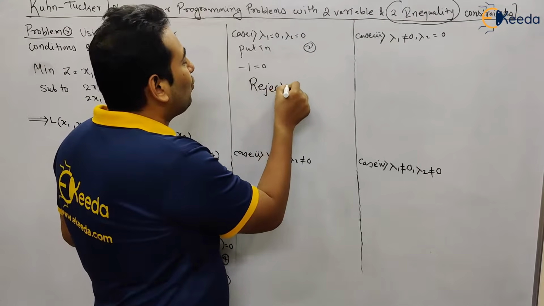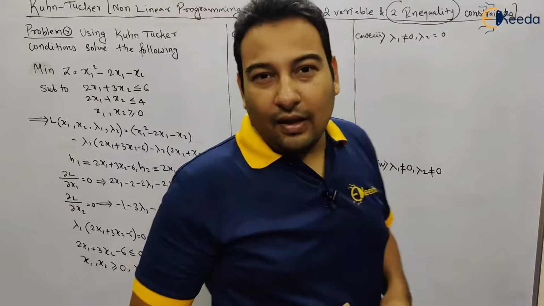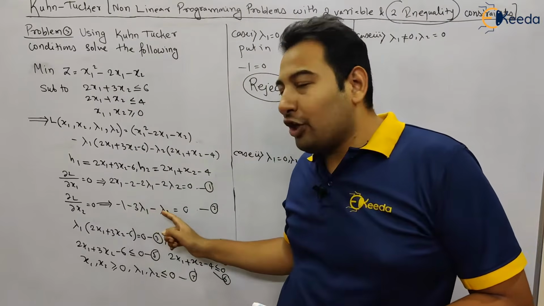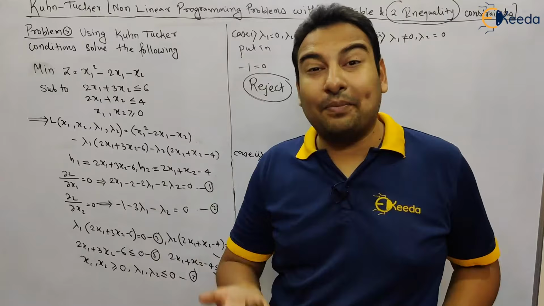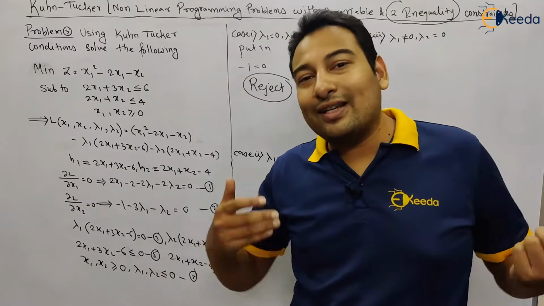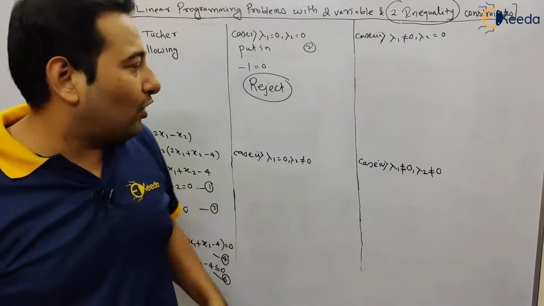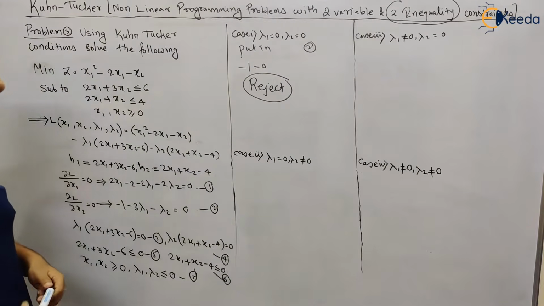No need to go ahead, no need to find anything. After putting lambda 1 equal to 0, lambda 2 equal to 0 in equation number 2, we got something which is not acceptable, that's it. So we're going to reject the pair lambda 1 equal to 0 and lambda 2 equal to 0. Let's move on and discuss the next pair.